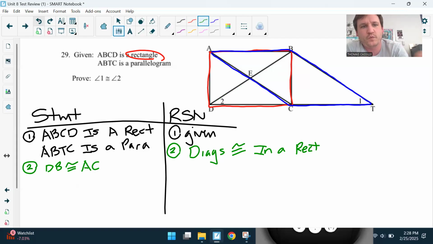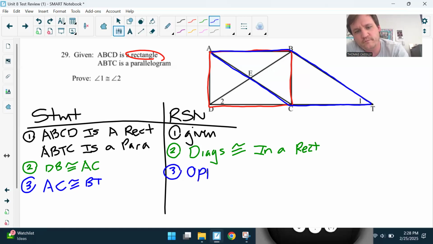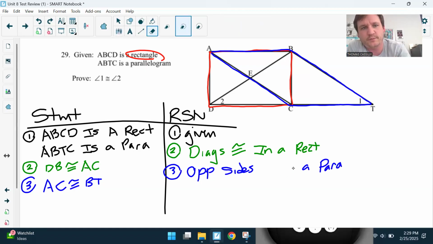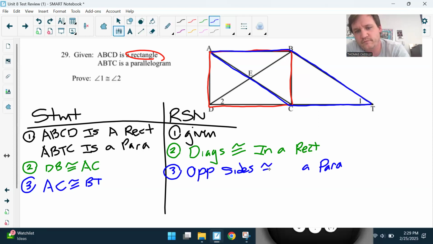All right. Now, what I'm going to do is I'm going to say, all right, well, I know that AC is congruent to BT. All right. And I know that one because those are opposite sides in a parallelogram. And I know the opposite sides in a parallelogram are congruent. Forgive my handwriting here. All right. Opposite sides are congruent in a parallelogram. Let me fix that. Writing on a screen is not easy.